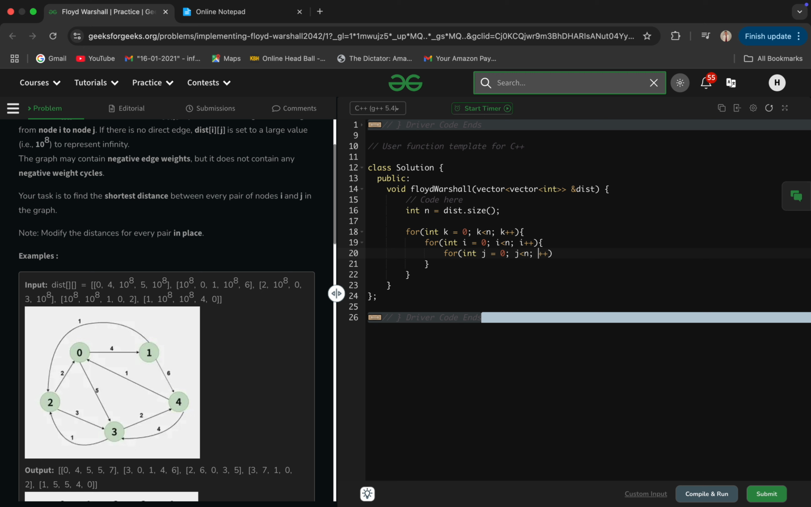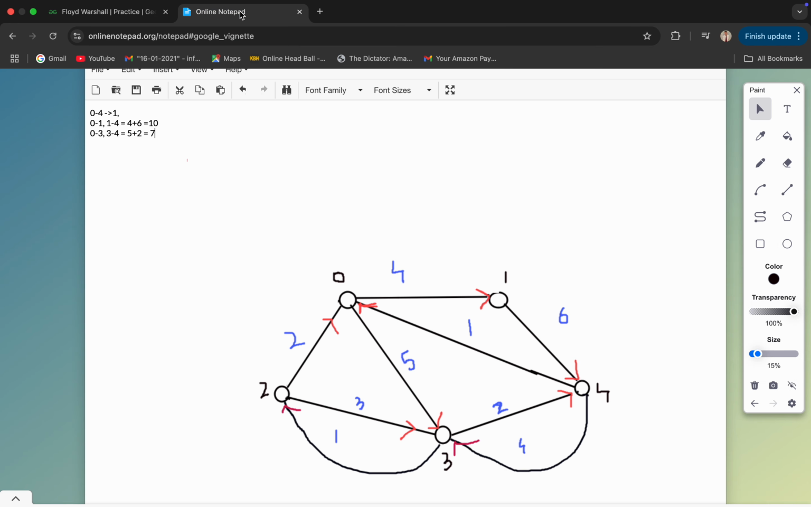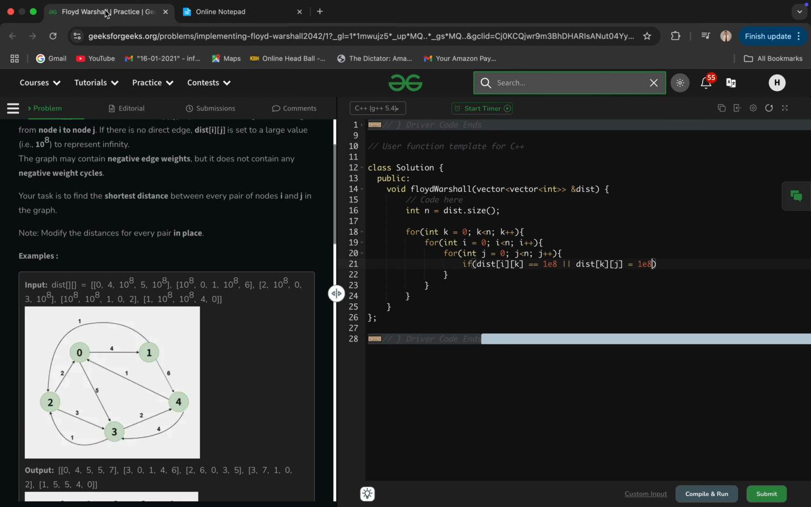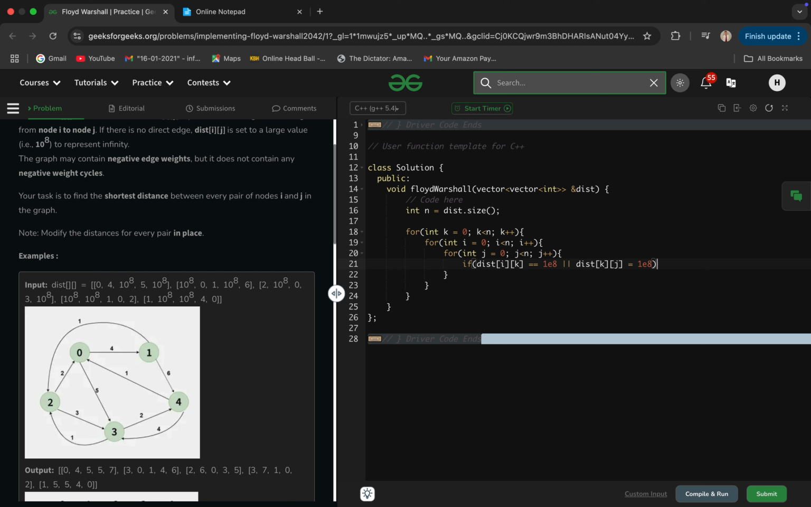And once we have explored all the paths, we'll put some condition. If dist of ik is infinity, I will explain this, or dist of kj is infinity. My bad, it should be ik. So it means if from 0 to 1 it is given as 4, but from 1 to 0 nothing is given, right? So we'll consider all those cases and declare it as infinity, and there's no point adding something to infinity, as it will anyhow give infinity.